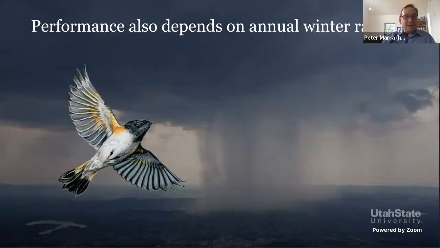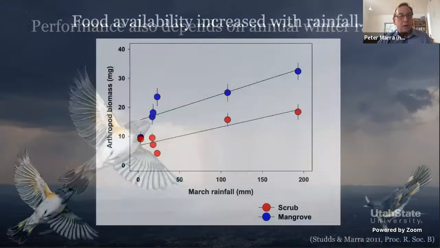So as I mentioned, it's not just a habitat effect. Different years vary depending upon how much rainfall there might be. El Nino, La Nina years, they all vary on 3 to 5 year cycles. And so we also can look at how performance varies annually.